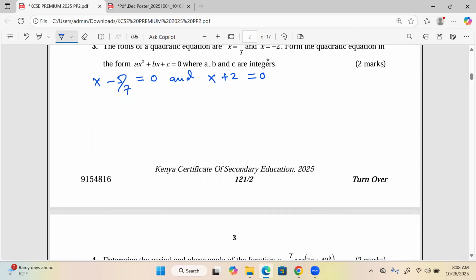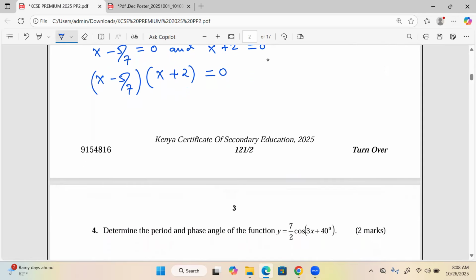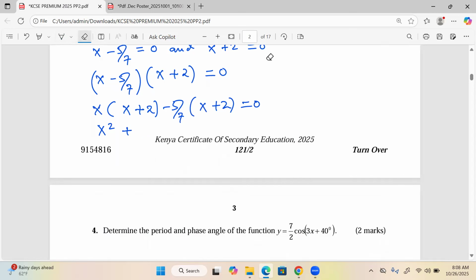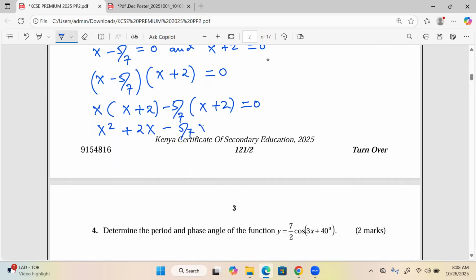So with this now, let's talk about the step just before this one. We must be having x minus 5/7, x plus 2. Now all of them are equal to 0. Then now we can expand the left-hand side. X by everything in the second bracket, -5/7 by everything in the second bracket, giving us a 0. So x squared plus 2x, then minus 5/7x minus 10/7 equals to 0.